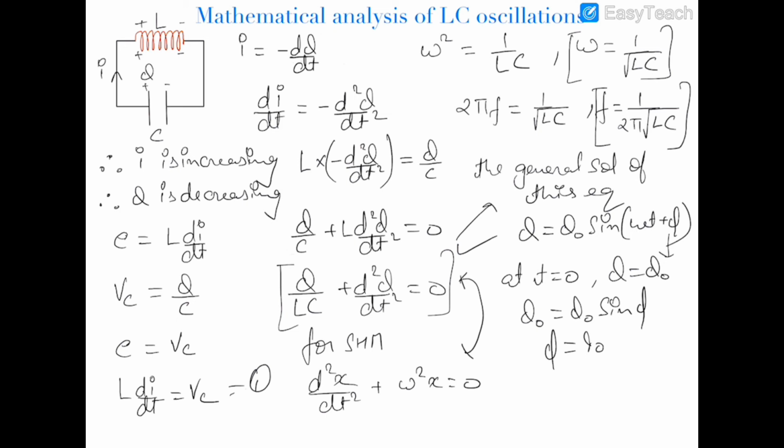Which means that q is equal to q naught sine omega t plus pi by 2. So this is the equation of charge which is oscillating in this system. q is equal to q naught sine omega t plus pi by 2, which is equal to q is equal to q naught cos omega t. So this charge has an equation of q is equal to q naught cos omega t.